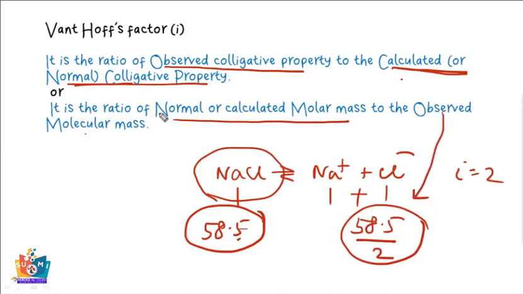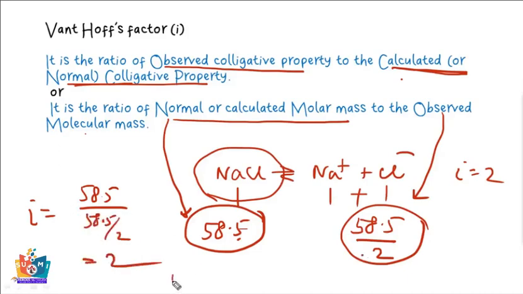This is normal. So i equals normal, 58.5, divided by observed, 58.5 divided by 2, so i equals 2 for NaCl. You can define Van 't Hoff's factor in either way, in terms of colligative properties or in terms of molecular mass, but the ratio is different. In terms of colligative property it is the ratio of observed to calculated. In terms of molecular mass it is the ratio of calculated to observed.